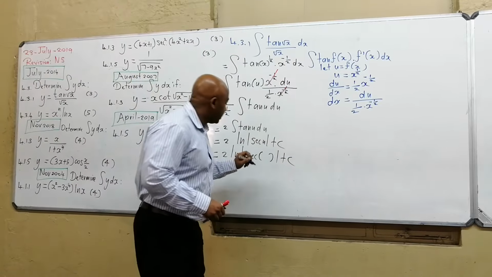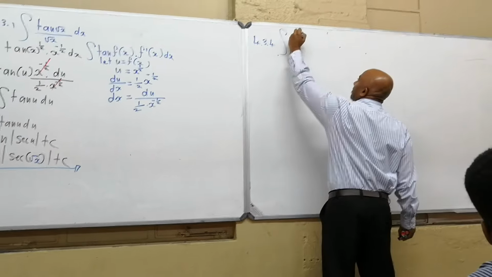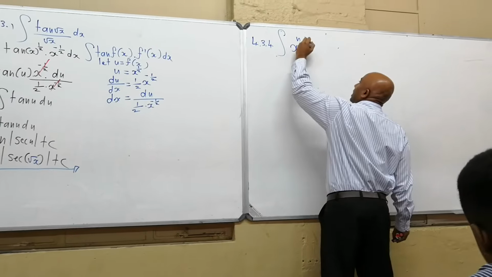Okay, let me deal with the second one. That's 4.3 minus 4. So we have the integral of x to the power n times ln x dx. Okay, I'm just going to move on with the examples because we've got a lot to do here in a short period of time.